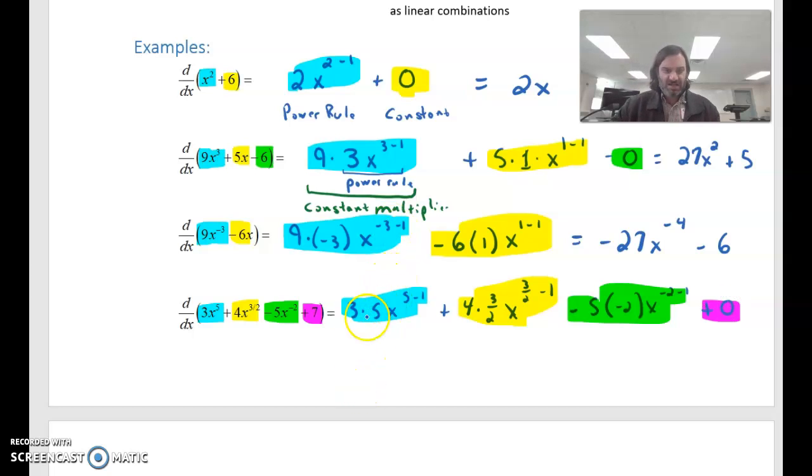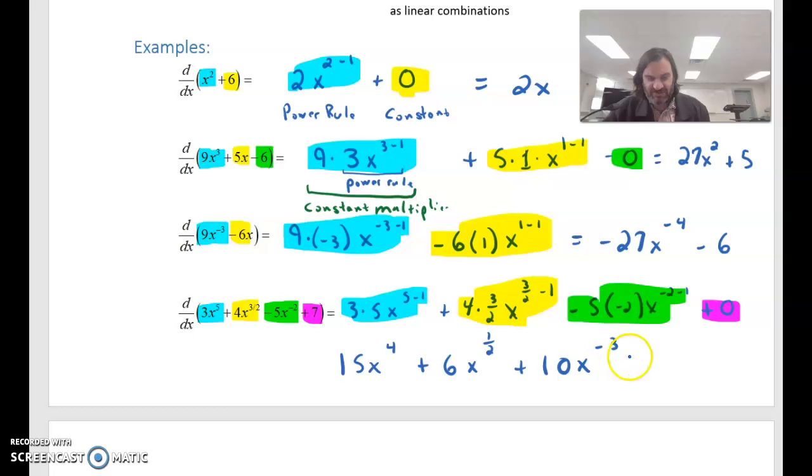Okay. So basically what you should be getting out of this is the power rule and the constant multiplier rule. So in all these cases, what we've done is we've left the coefficient in front of the term. We've brought the exponent out front as a multiplier and reduced the exponent. So we get 15x to the 4th plus 6x to the 1/2. Do a little bit of fraction work there. Plus 10x to the negative 3rd.